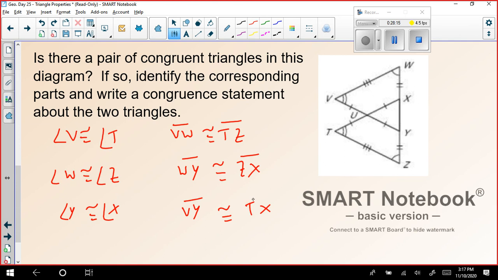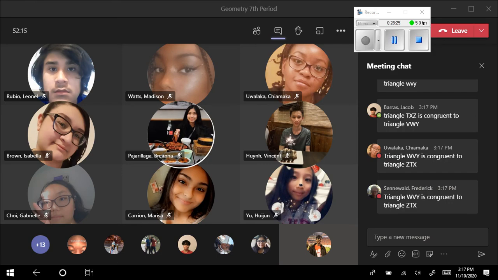So I've written down the three congruent angles, and I've also written down the three congruent sides here. Use your chat and tell me the congruent statement. That's right, I see a few answers. Let's check them.